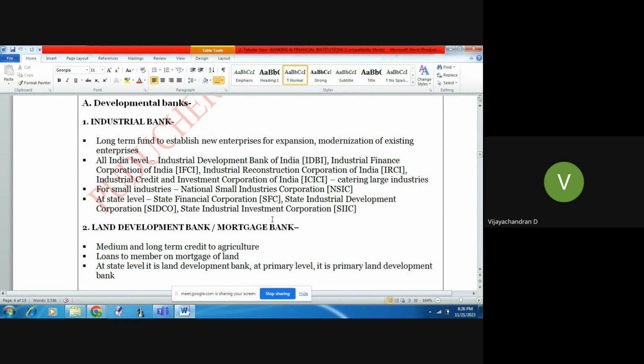So commercial banks focus on the businessman, whereas the industrial bank focuses on the industry. In this way, you have to segregate the two types. They will provide loans.